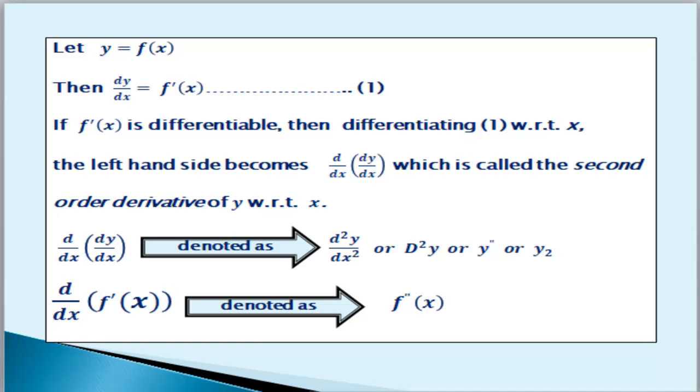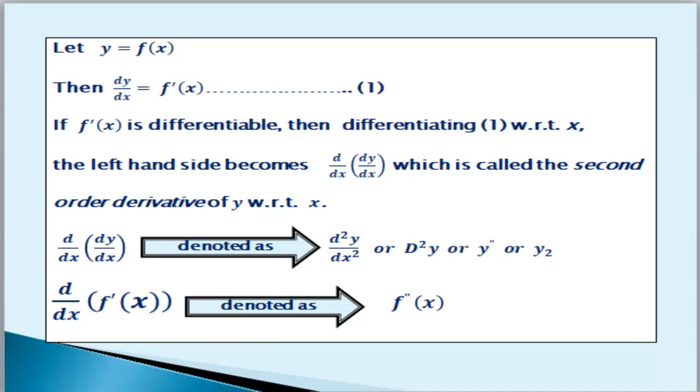Now in case f dash x is differentiable, then again differentiating this equation 1, you will find the left hand side reduces to d over dx of dy over dx. That means the derivative of dy over dx with respect to x. Now this is called the second order derivative of y with respect to x.